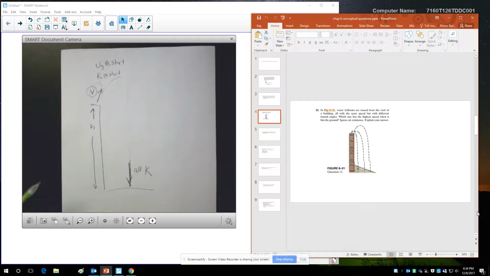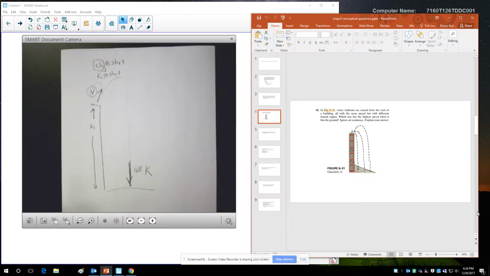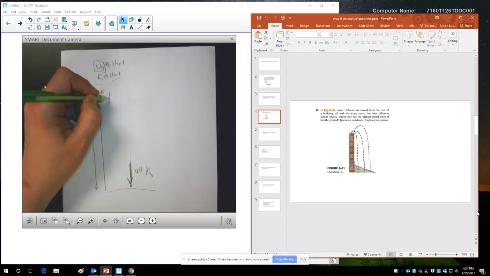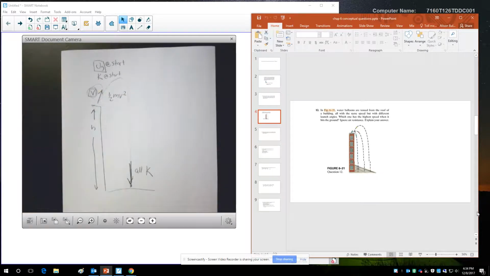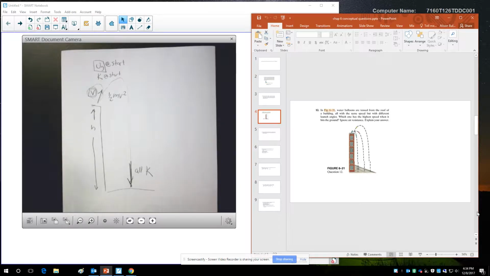Well, they all start at the same height, so they all have the same gravitational potential energy at the start, and they all have the same speed, so they all have the same value of kinetic energy. And here's where that weirdness comes in: because the velocity is squared in kinetic energy, it is not a vector and direction doesn't matter. So they'll spend different amounts of time.